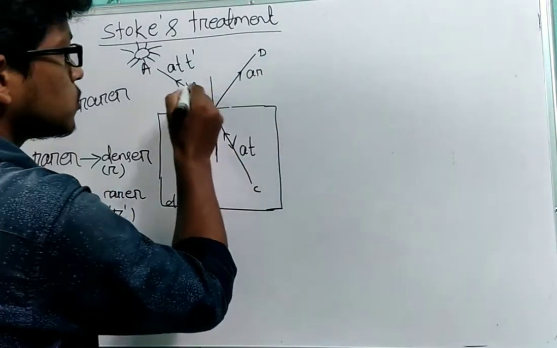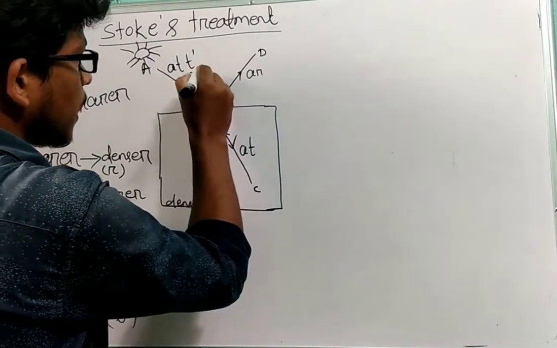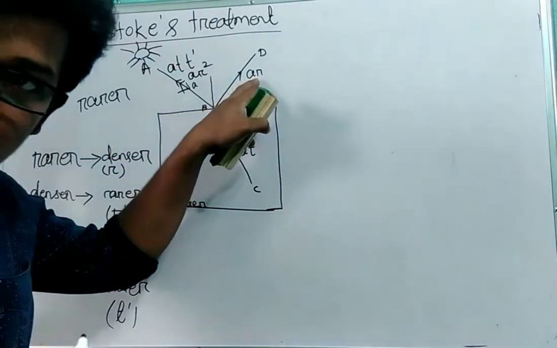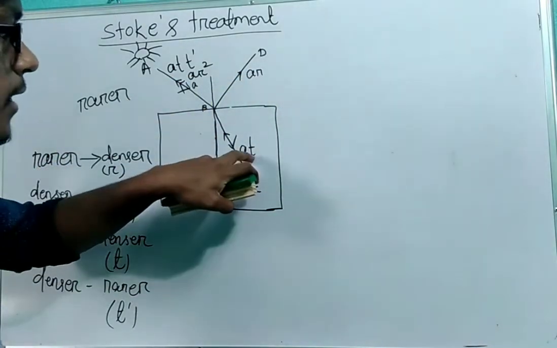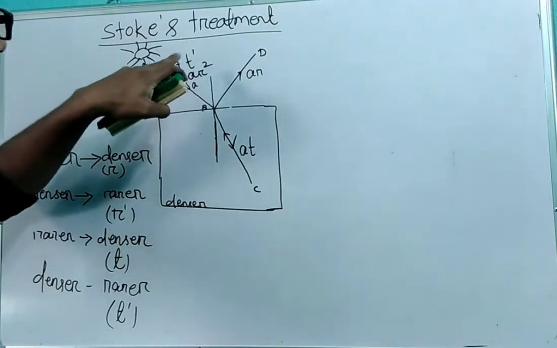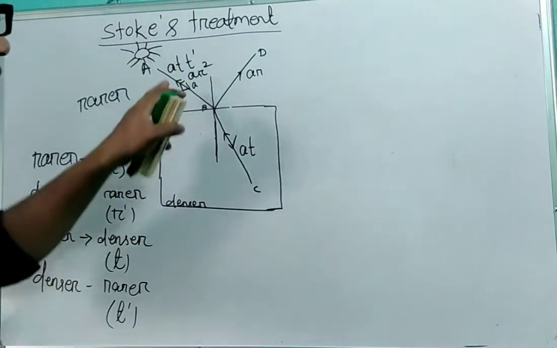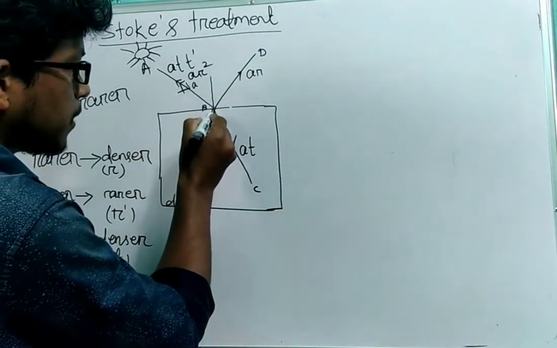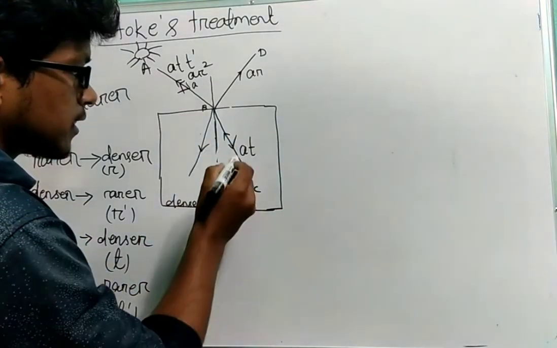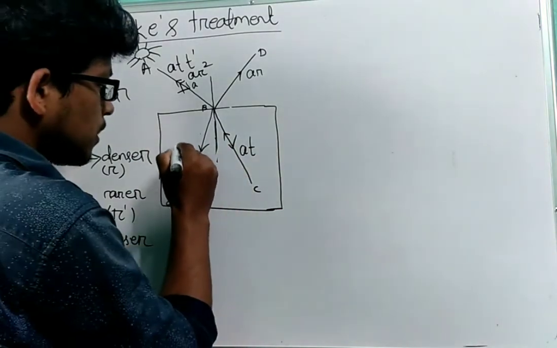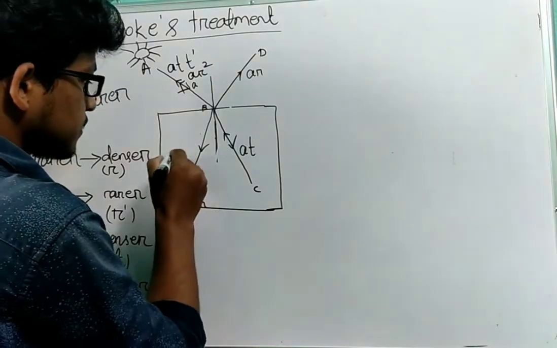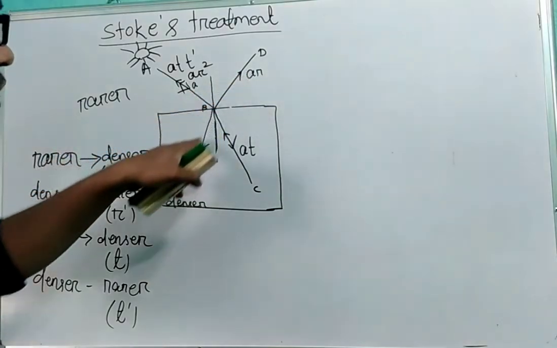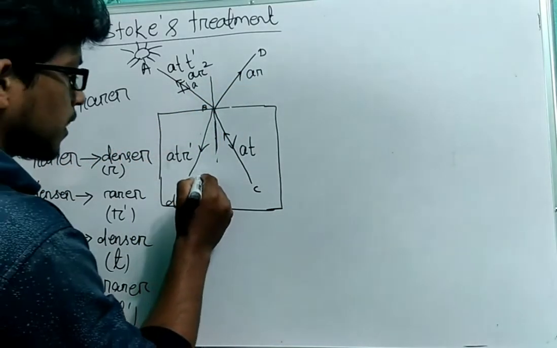So when this will go back, this will be AR into R, means R square. AR with fraction R, that's why it's AR square. AT transmitting with transmission fraction T dash, so T dash. Like that, this one will be reflected. This is going from denser to denser medium, means I will take this one as AT R dash. So this part will also transmit here. What is this one? ART.